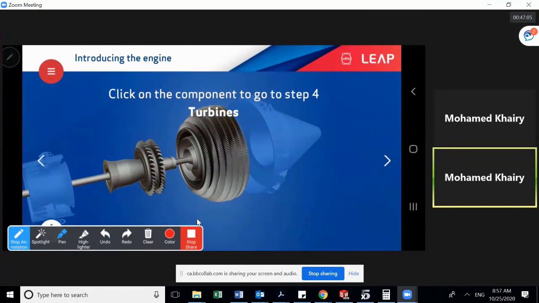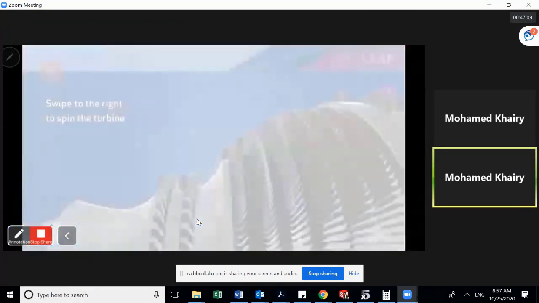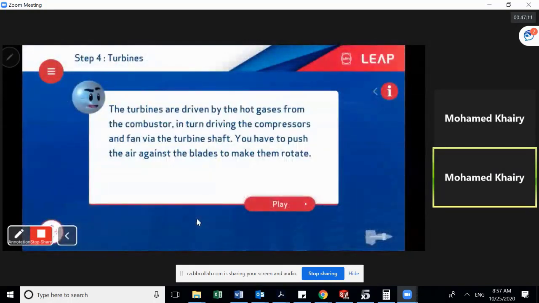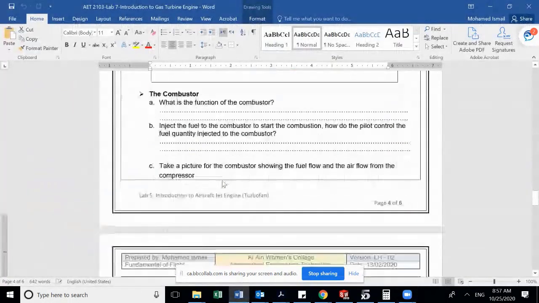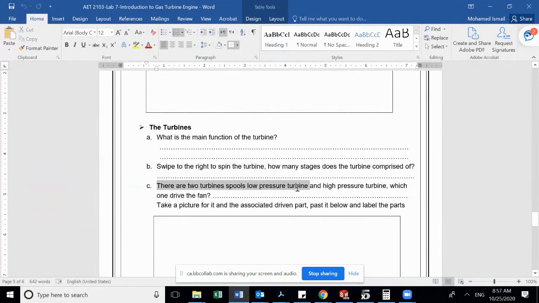Okay, so this is the turbine. Let me see the questions for the turbine. What is the main function of the turbine? Swipe to right to spin the turbine. How many stages does the turbine comprise of? And there are two turbine spools, low pressure turbine and high pressure turbine.